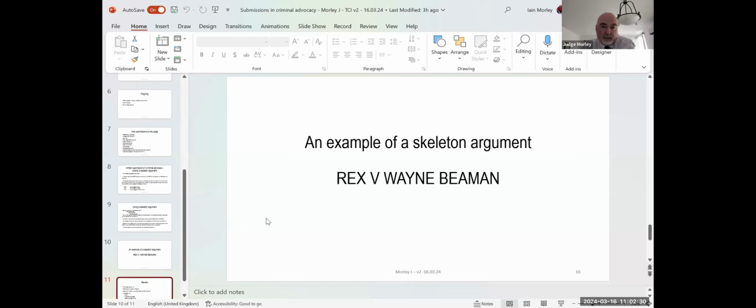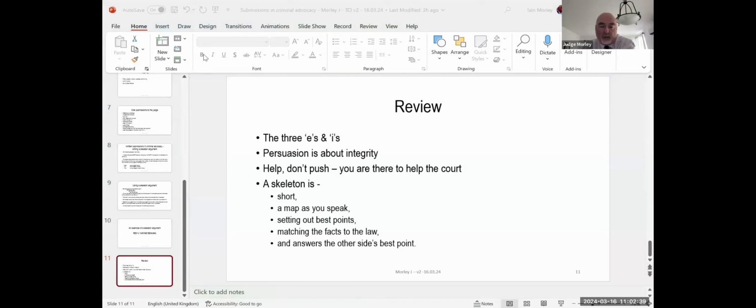Now, I'm just going to stop the share, and I'm going to go back to sharing the PowerPoint. And we now go, I think, to the last of the slides, and that is review. And I'm hoping that that is on your share screen in front of you. What have we done? We've had a look at the importance of the 3 E's and the 3 I's: invisibility, integrity, and irresistibility.